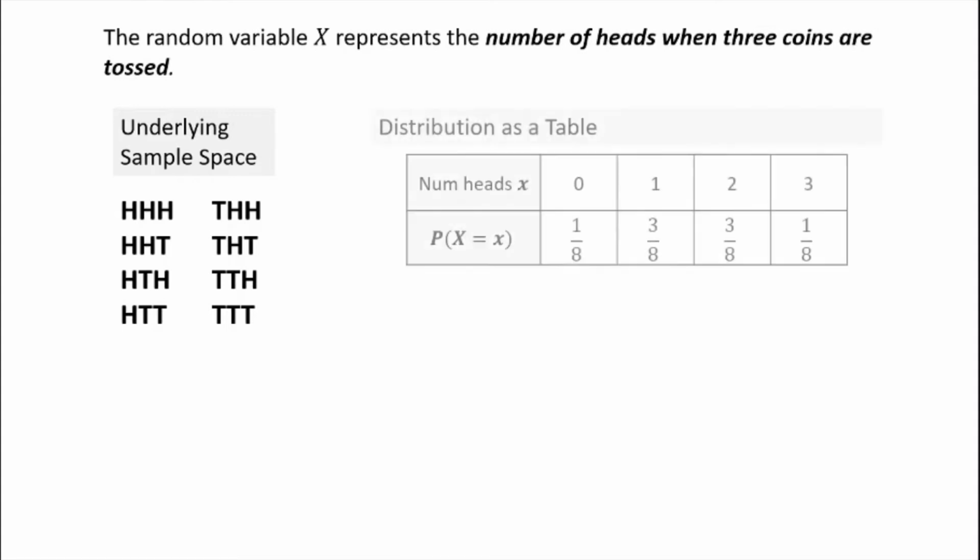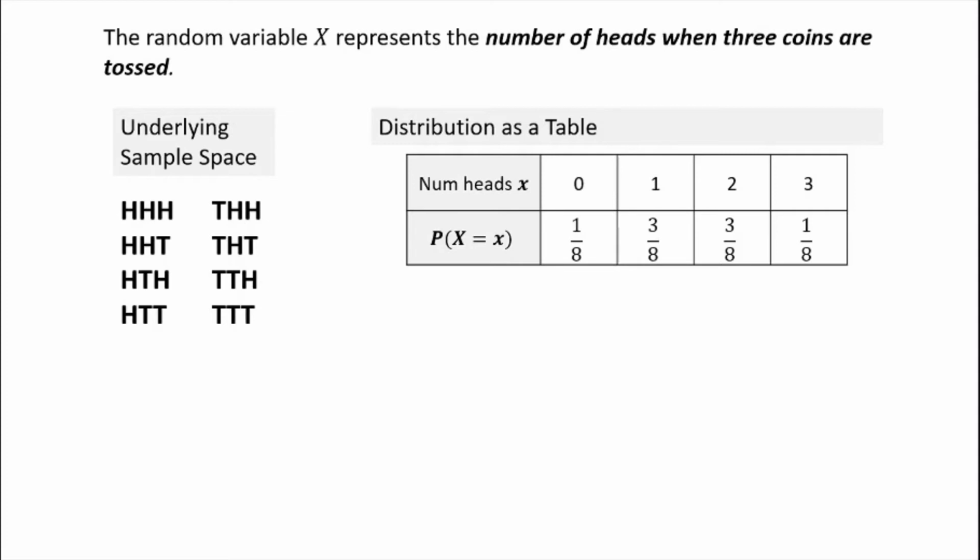What does that look like as a table? Only one of these outcomes had no heads, 1 out of 8. 3 of these outcomes had just 1 heads. 3 of these outcomes had 2 heads. Only 1 of these outcomes had 3 heads. So that's how we generate these probabilities: 1 out of 8, 3 out of 8, 3 out of 8, 1 out of 8.